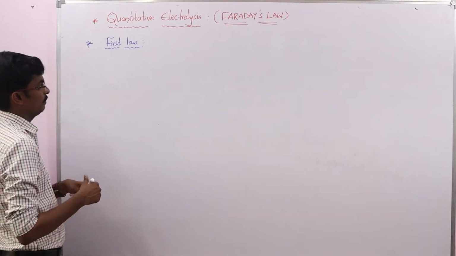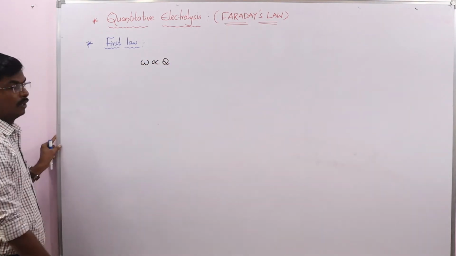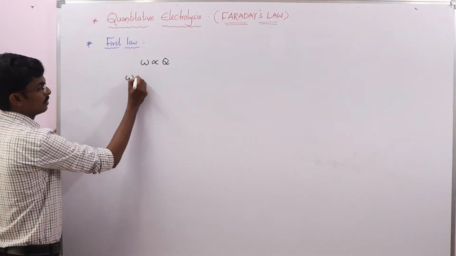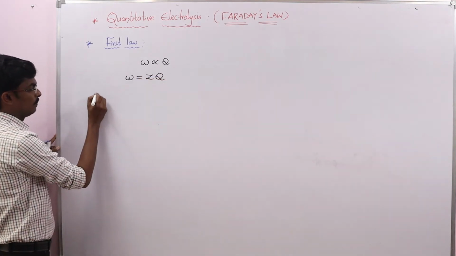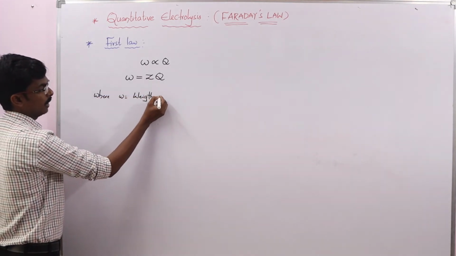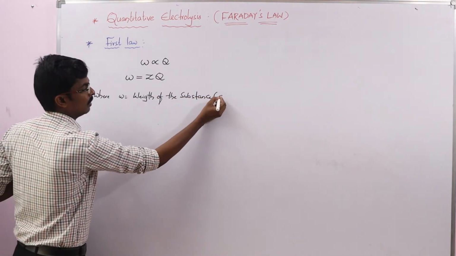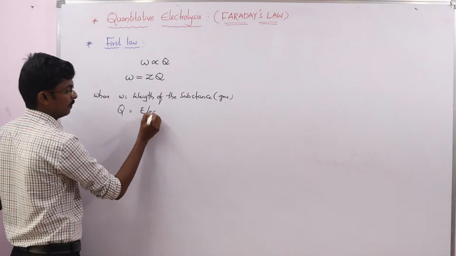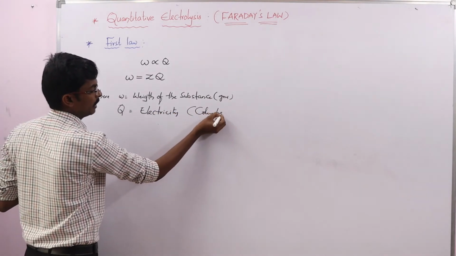Mathematically, W is directly proportional to Q. When we remove the proportionality, we get a constant, so W is equal to ZQ, where W is the weight of the substance in grams, and Q is the electricity in coulombs.